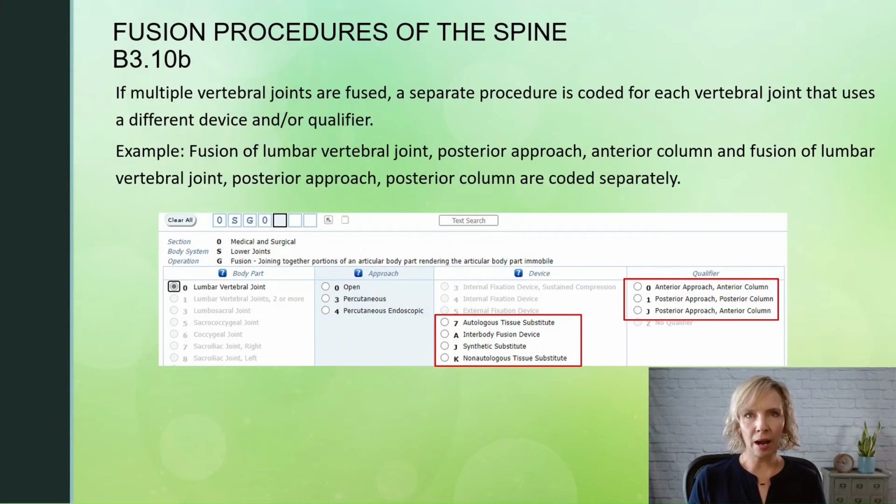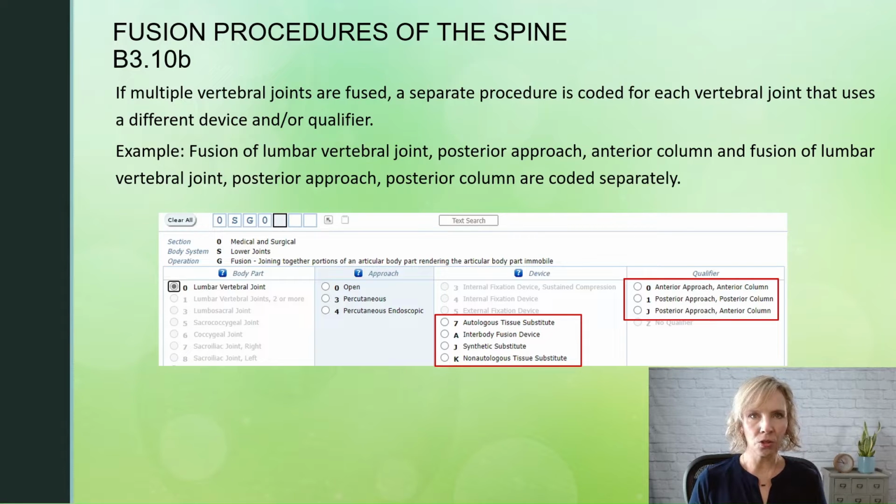When coding from an operative report that describes a 360-degree fusion, it's not uncommon for coders to sometimes code only the anterior fusion and miss coding the posterior fusion. In order to avoid making this mistake, it is important to understand that when coding a 360-degree fusion procedure, a minimum of 2 codes are necessary. One code is needed for the fusion of the anterior spine, and another code is required for the fusion of the posterior spine.